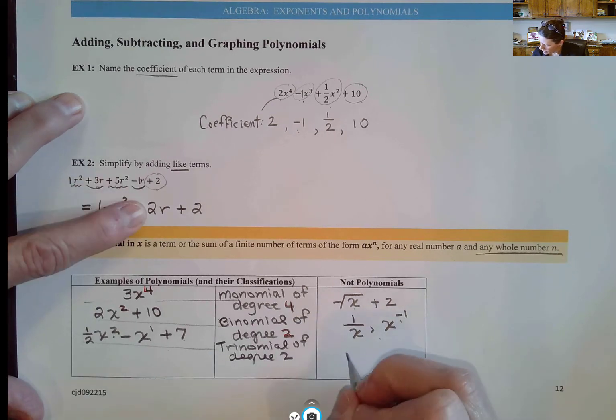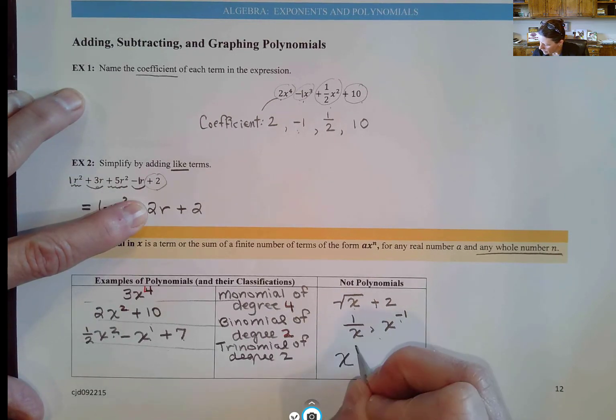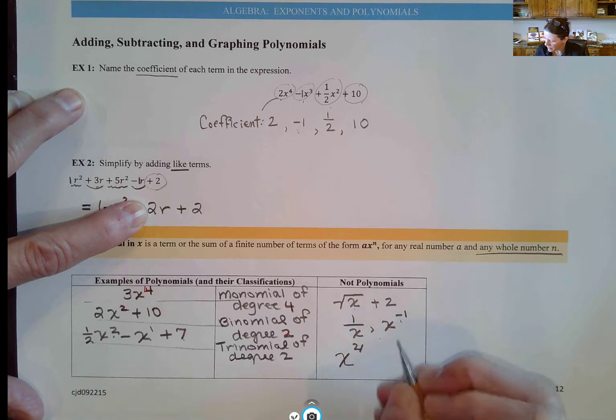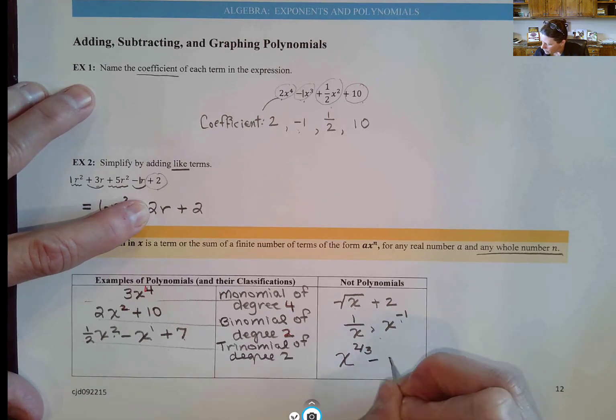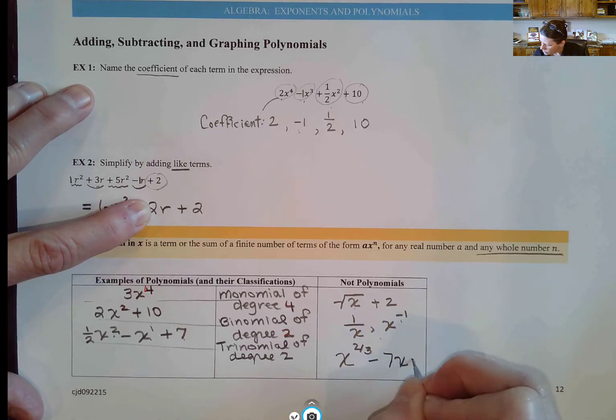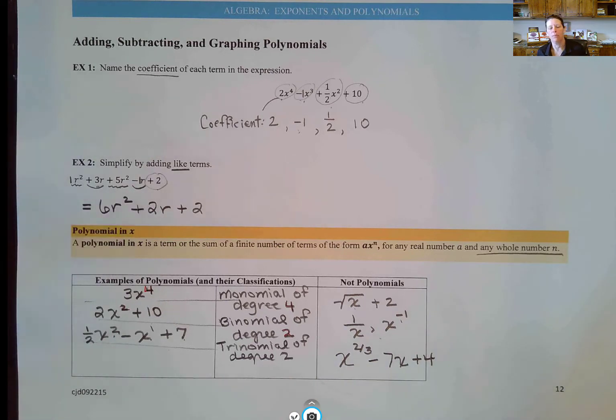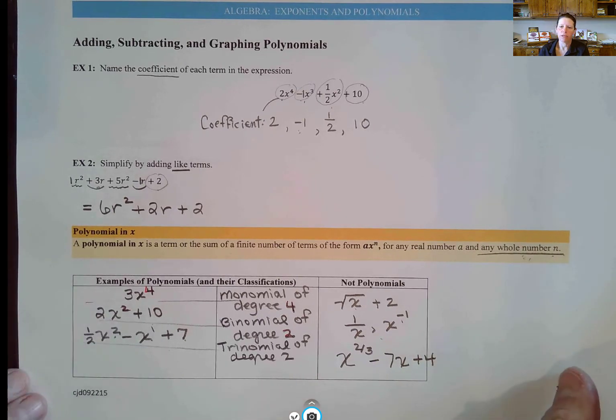Another thing that's not a polynomial is any kind of expression that has x raised to a fractional exponent, like x to the 2/3 minus 7x plus 4. That's not a polynomial because we've got a fractional exponent there. Again, that's not a whole number, so that's really the kicker that identifies polynomials.